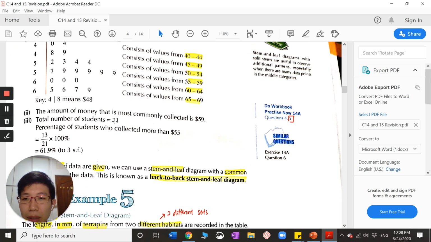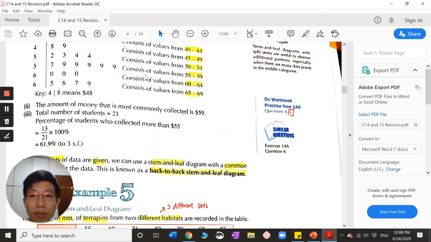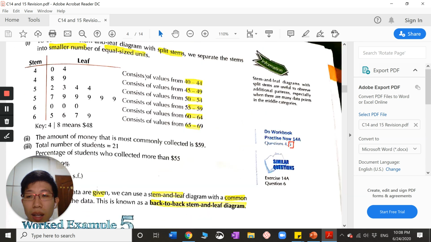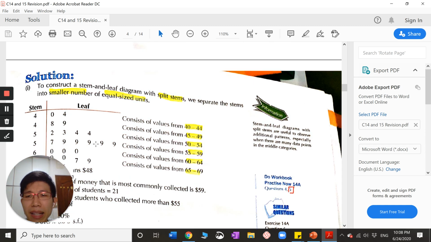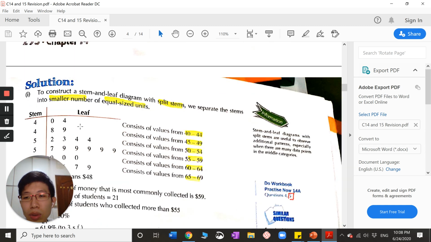Okay, so you see, they always ask you to find percentage. Percentage is a very common concept in chapter 14 or even chapter 15 as well. And when there's a unit involved, you need to put down the unit. For example, this $48 over here. Just pick any value to write down this key over here.